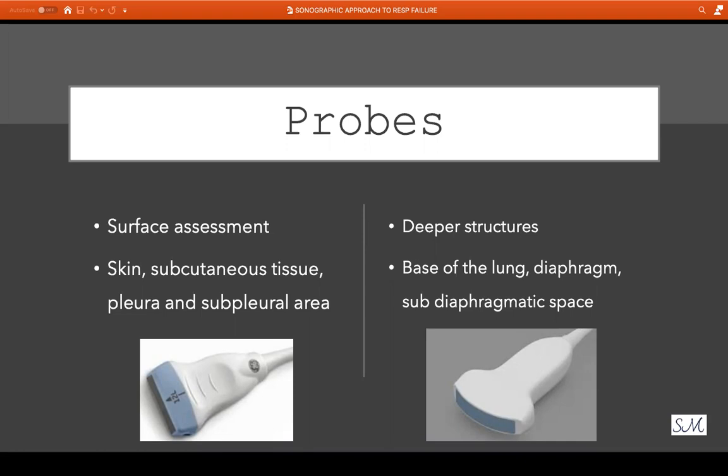On the other hand, the curvilinear probe, which has a lower frequency but better penetration and poorer resolution, is used for the deeper structures of any organ. Here, for lung ultrasound, we will use it for evaluation of the base of the lung, diaphragm, and subdiaphragmatic area.